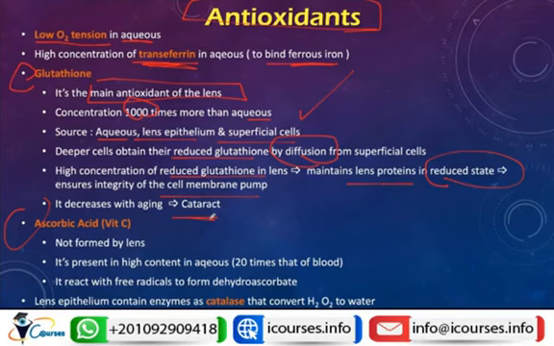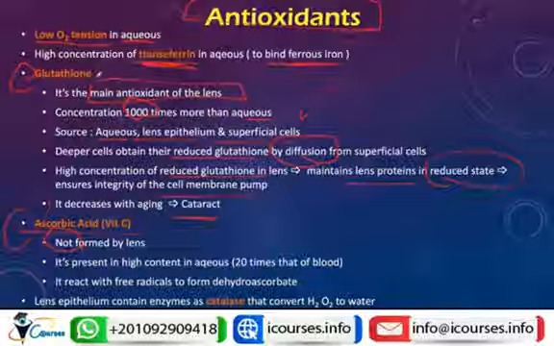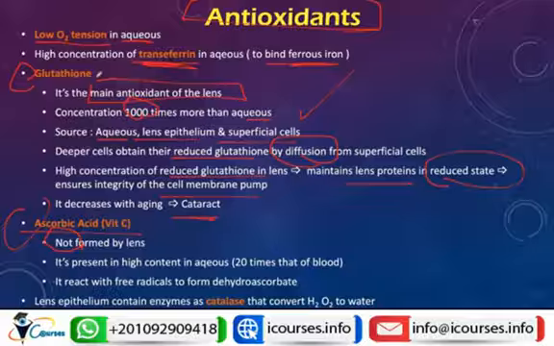The second antioxidant in the lens is ascorbic acid. And here is a crucial issue: it is not formed by the lens. The glutathione is synthesized by the lens, and its concentration becomes 1000 times more than in the aqueous. But the ascorbic acid, or vitamin C, is not made by the lens. It is acquired from the aqueous and from the vitreous.